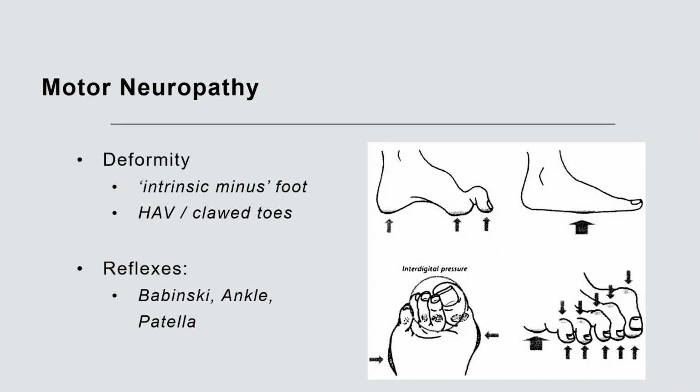Some people might have a high arch like you've got here with clawed toes, because those intrinsic small muscles are not working, so they're no longer able to keep the toes straight. They might have a bunion, which is HAV, hallux abducto valgus. But we've got to remember that people can develop bunions and claw toes for lots of reasons, and it might well be something that they've developed as a child. So it's not always a sign of motor neuropathy. It's just something that we look for when we're assessing somebody clinically.